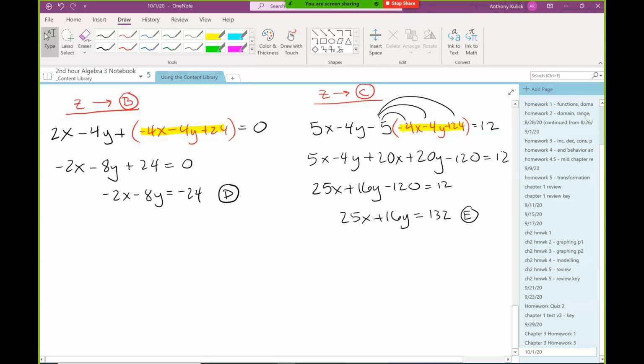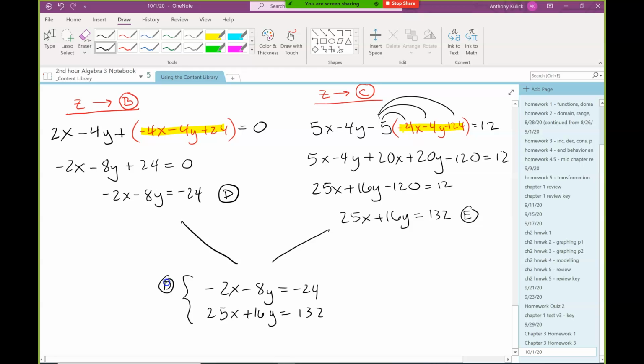So the result of those first two substitutions is I have now two variable equations, right? Those are the equations D and E. I'm going to take those two together, and those are going to form a new two-variable system. And now this is just like the homework problems from last time. So we're still going to use substitution here to do the solving.